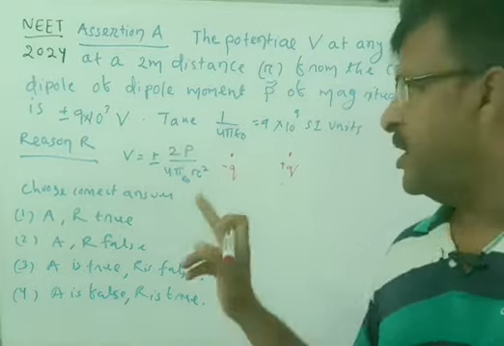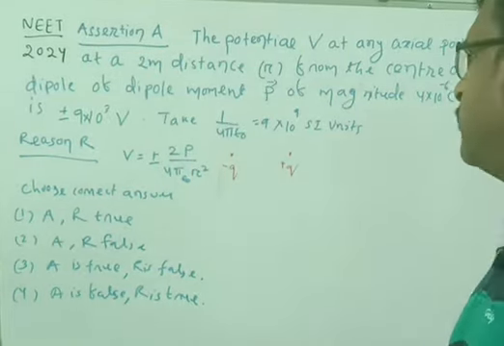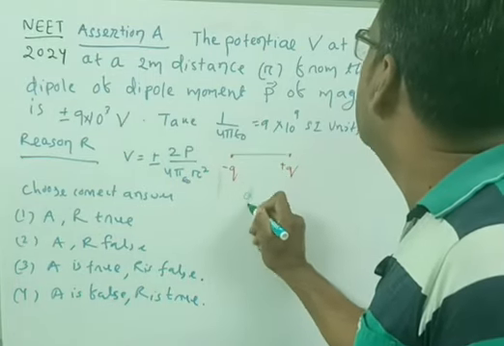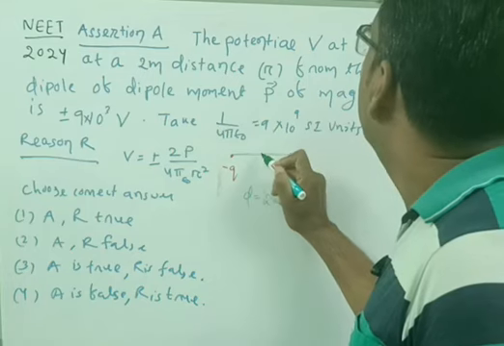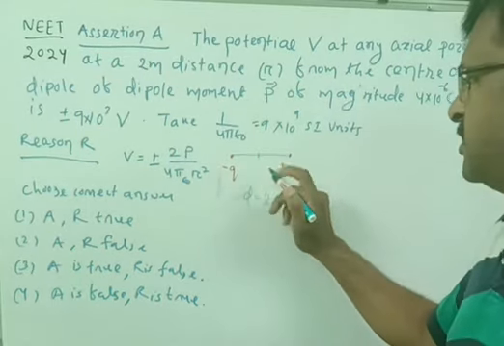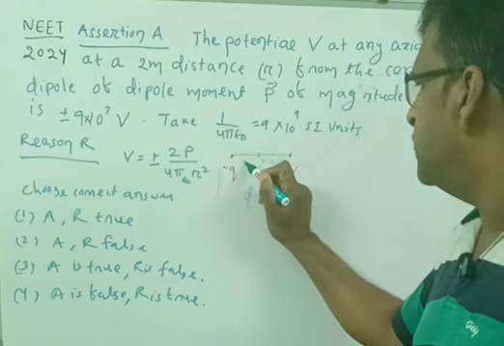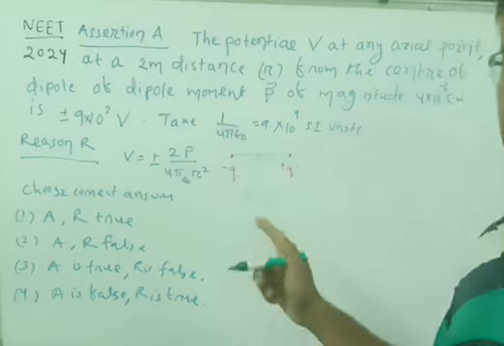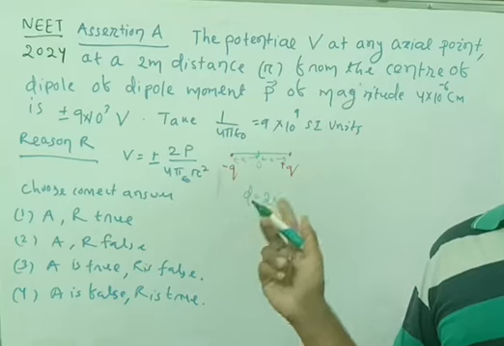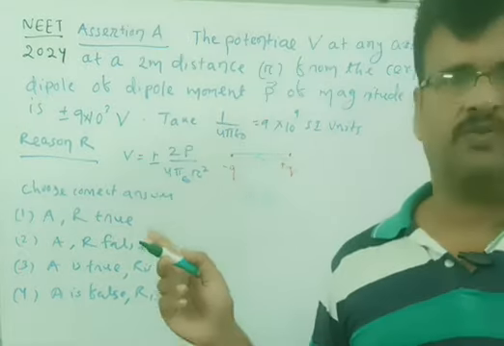Okay, student? They are separated by a distance and this distance is called D, or this is called 2A when we take the center of the dipole as our reference O, and this is A and this is also A. Both the charges are separated at a distance A each from the center of the dipole, so the distance between the two charges is 2A.